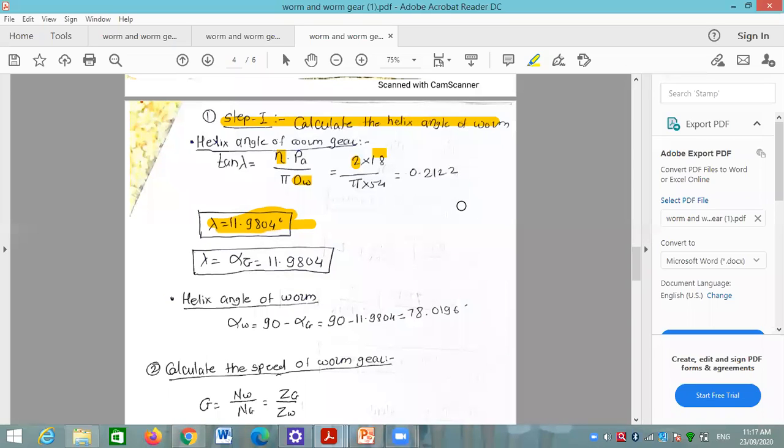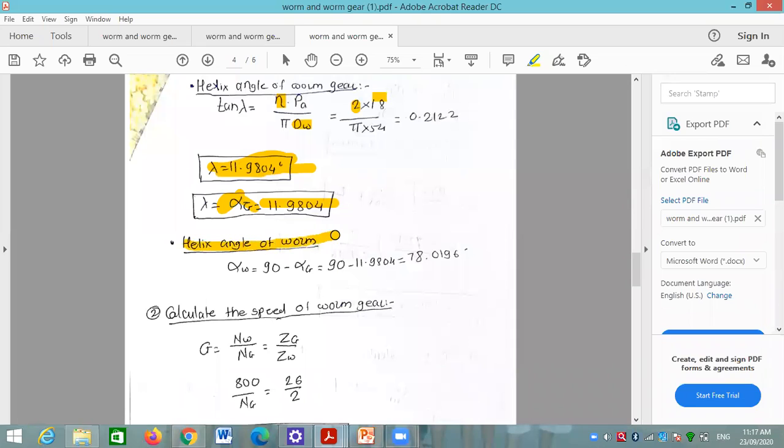Sorry, lambda is the lead angle, and lead angle is equal to the helix angle of the gear, which is also equal to 11.9804. So by using this value, we can calculate the helix angle for the worm.